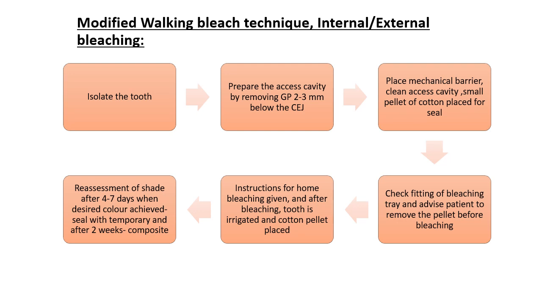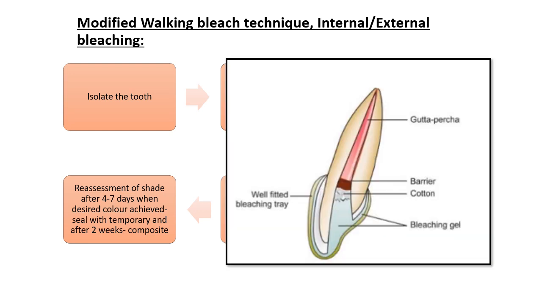The difference here is that a bleaching tray is given to the patient, in which, once he returns to his house, he can remove the pellet and add some more bleaching agent to the tray. It enhances the bleaching. Or even if that is not required, the bleaching agent is placed within the access cavity and the patient is recalled for follow-up appointments, as mentioned here. So here you can see that there is the gutta percha, there is the barrier, the cotton pellet with the bleaching agent or the bleaching gel, and a well-fitted bleaching tray is placed over it along with the bleaching gel.